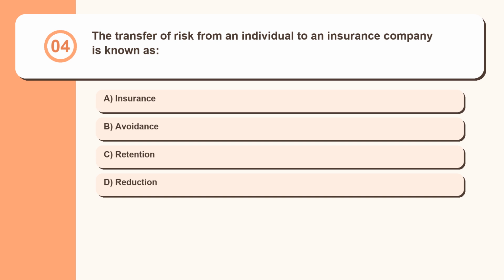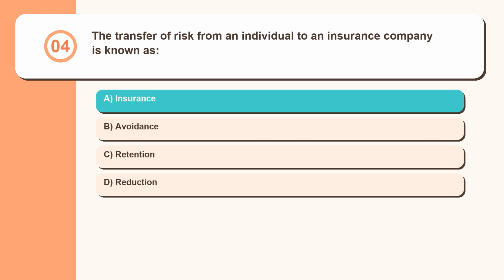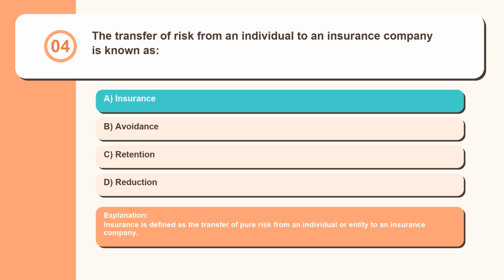Question 4. The transfer of risk from an individual to an insurance company is known as insurance, avoidance, retention, reduction. Insurance is defined as the transfer of pure risk from an individual or entity to an insurance company.